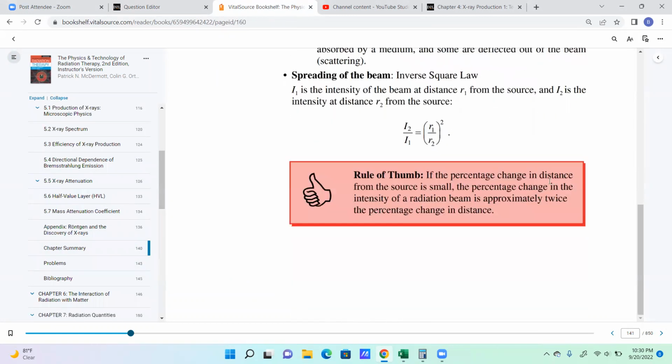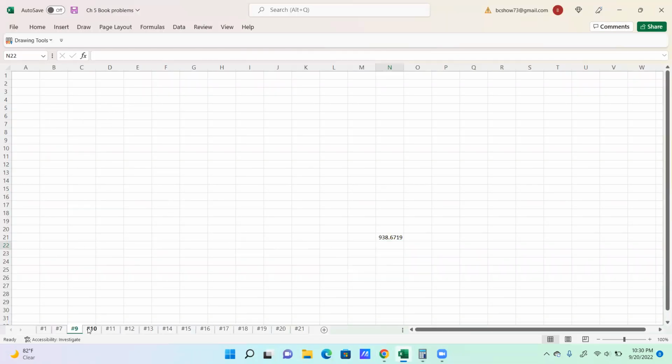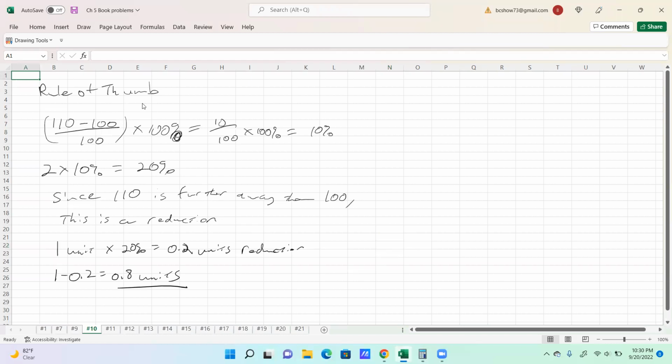So, rule of thumb: if the percentage change in distance from the source is small, the percentage change in the intensity of the radiation beam is approximately twice the percentage change in distance. So when we go here and use the rule of thumb, we're going from 100 to 110. If we find a percentage here, that's a 10% change. The rule of thumb here is that it's going to end up being a 20% change.